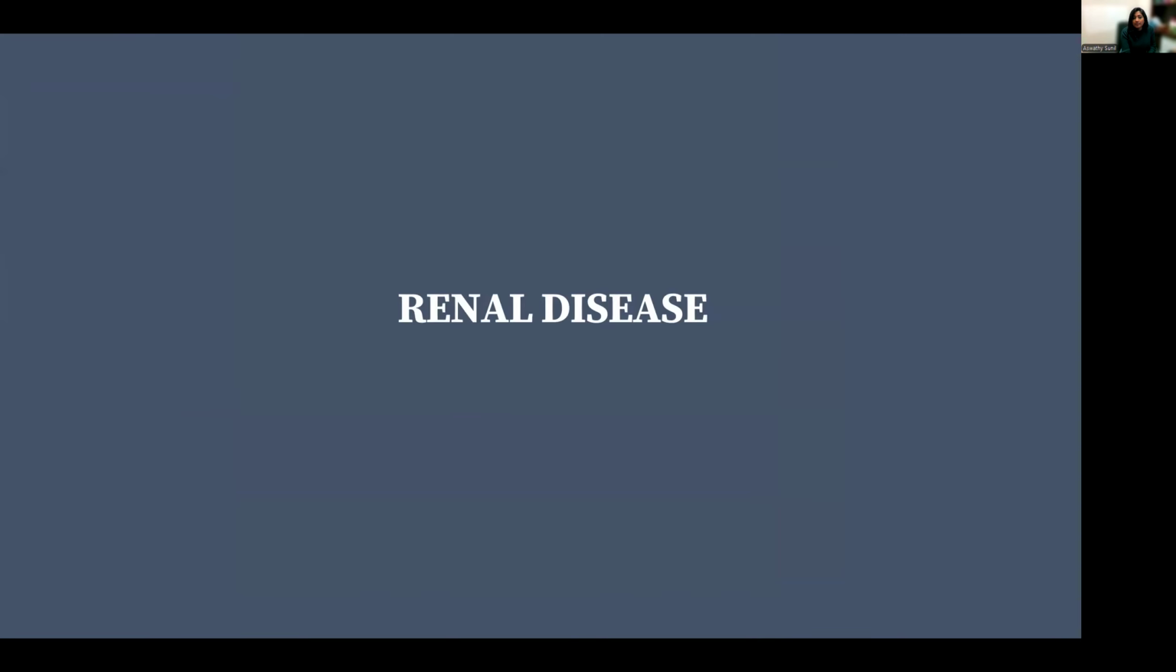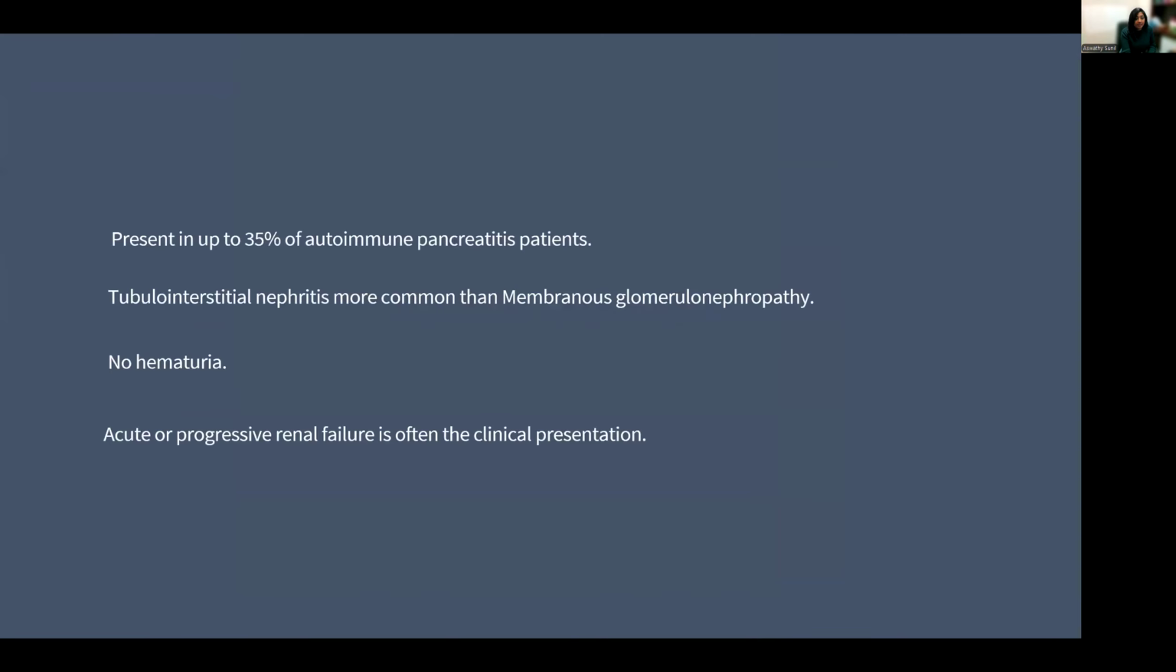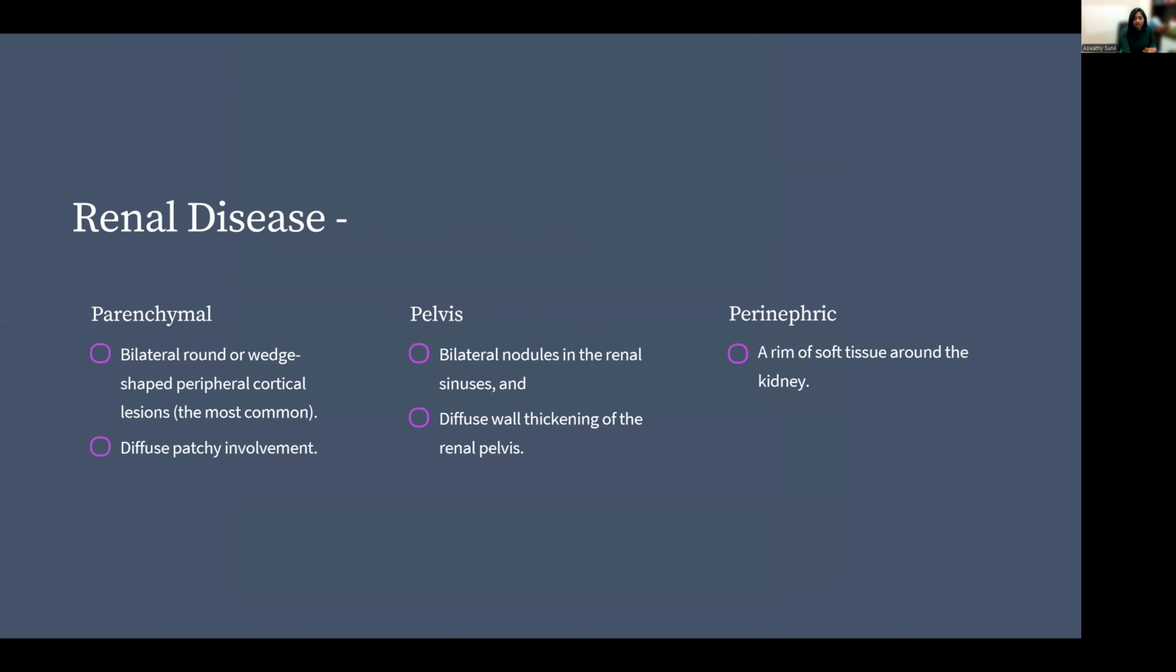Coming to renal disease, it can be present in up to 35% of patients with autoimmune pancreatitis. Tubular interstitial nephritis is more common than membranous glomerulonephropathy. They don't present with hematuria. In fact, they usually present with acute or progressive renal failure.